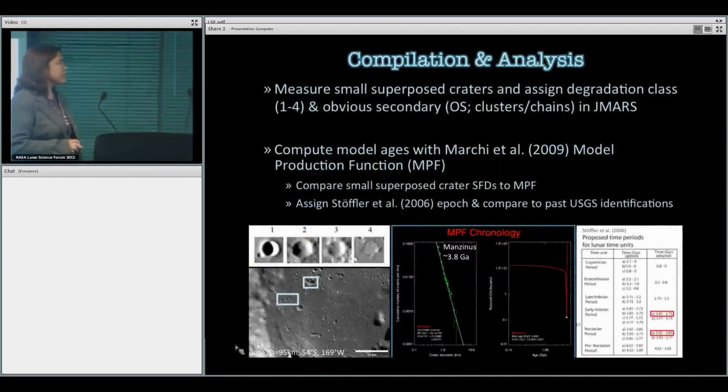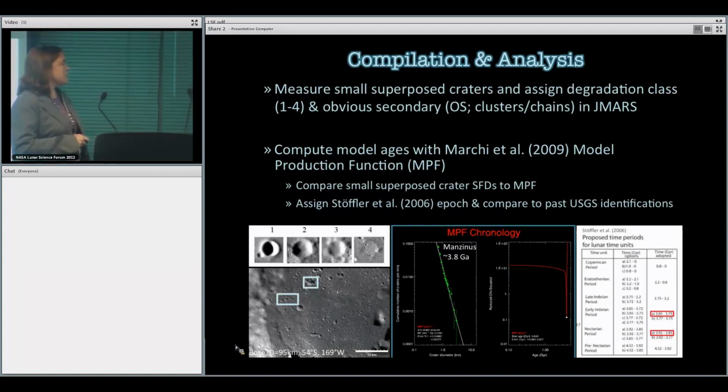So, a brief discussion of our methods. First, the small superposed craters were measured in JMARS and assigned a degradation class of 1 through 4, where 1 is fresh and 4 is most degraded. We also assigned whether they were an obvious secondary crater, and by that we just mean if they formed in a cluster or in a chain.